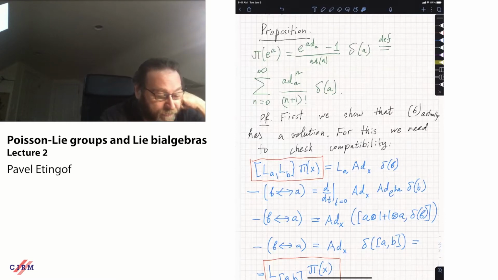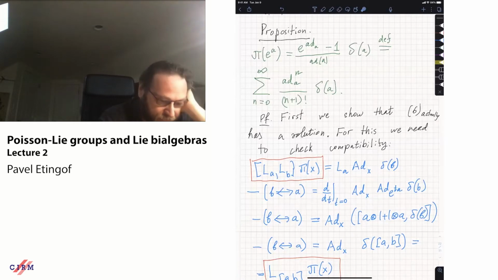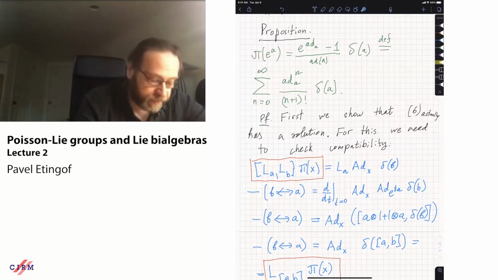And so let's compute that. LA, LB pi of x. We have LA times adjoint x delta of b, since this is what LB pi of x is, minus the same thing with b and a interchanged. Now, how do we compute this LA of adjoint x delta of b? We need to replace x by x times e to the ta and differentiate by t when t equals 0. So we've got adjoint x, adjoint e to the ta times delta of b, and we differentiate that by t at t equals 0, minus the same thing with b and a interchanged.